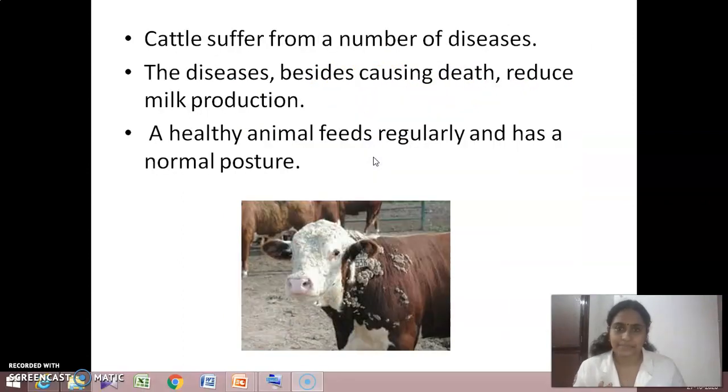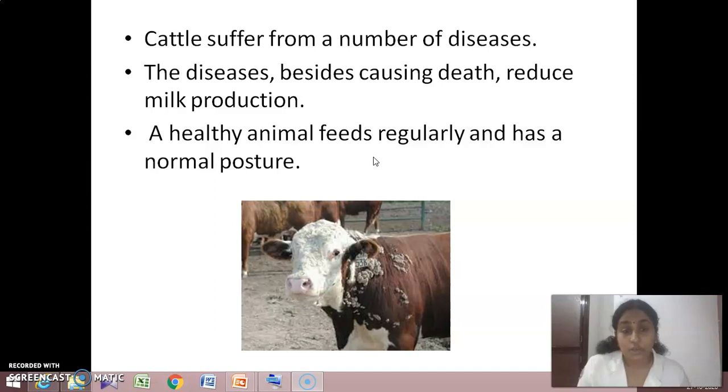Besides such nutritious food material, certain feed additives, pellets and all, containing micronutrients promote the health and milk output of dairy animals. Now let's discuss the diseases. Cattle suffer from a number of diseases. The diseases, besides causing death, reduce milk production. So it affects our yield, isn't it?